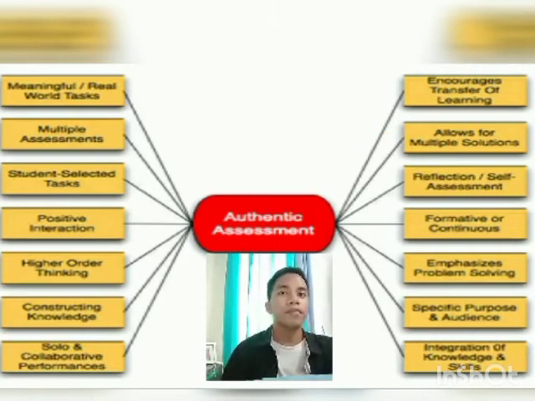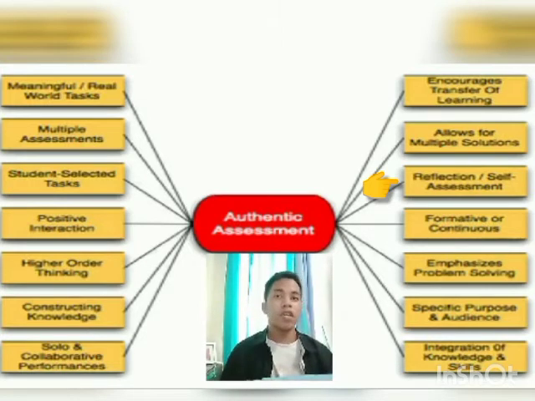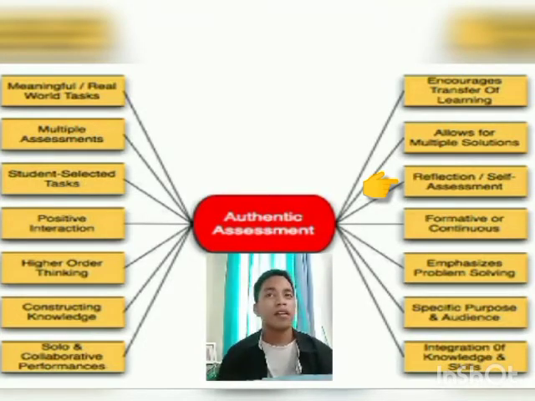So the fifth one is the reflection assessment. After the students are done with the performance, the homework, doing such activities, they make some judgments. So they are able to self-assess themselves, because self-assessment is very important. They can reflect, assess, and make judgments of how they work, how they do their performance, how they think, how they respond to a certain situation, or how they solve a certain problem.